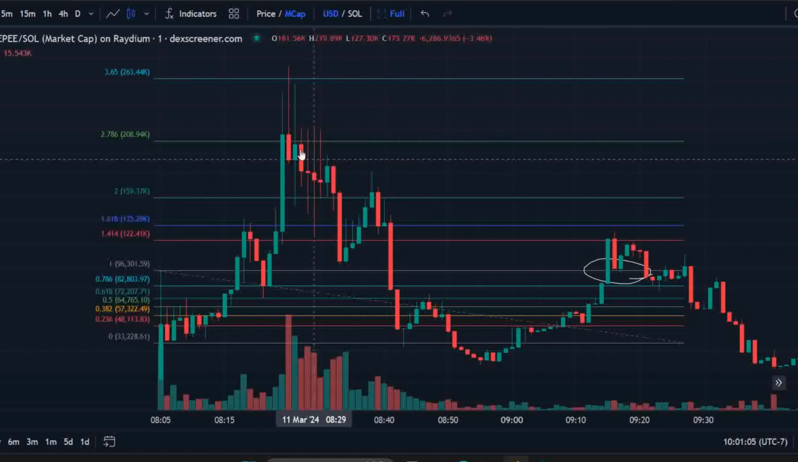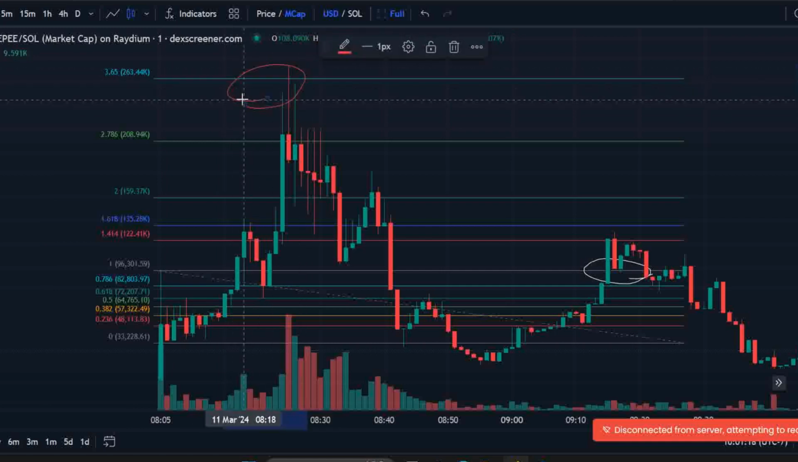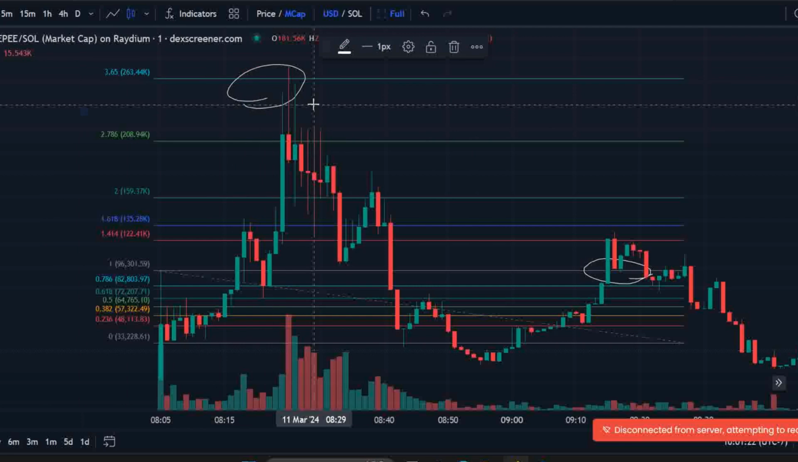So it went to 3.65 as usual, okay, but in this case the 3.65 was this line right here, and then it topped out here, okay, topped out right there, and there was a big sell.